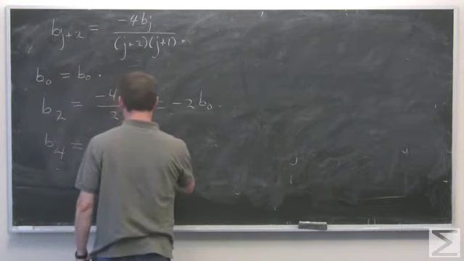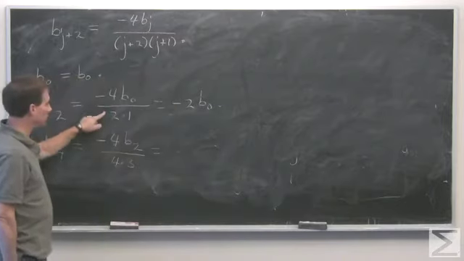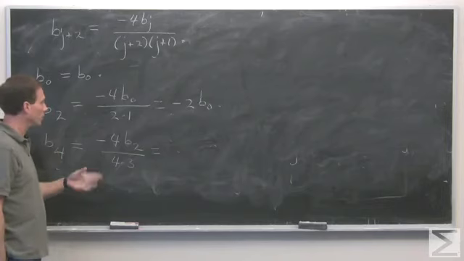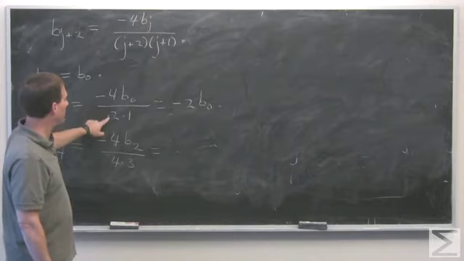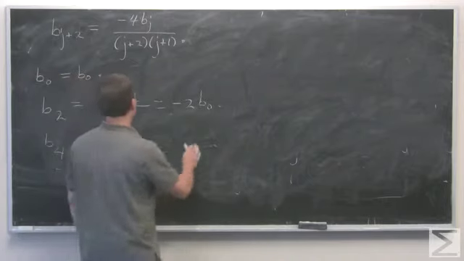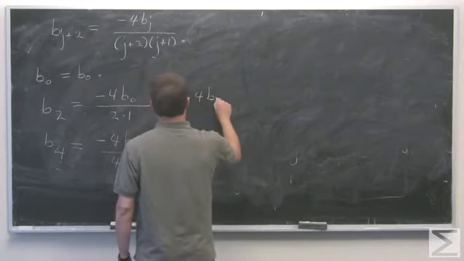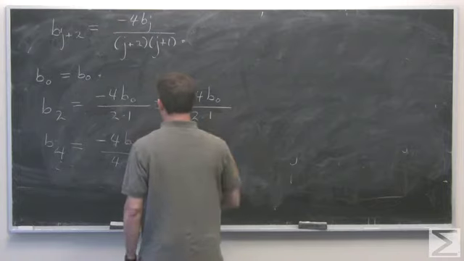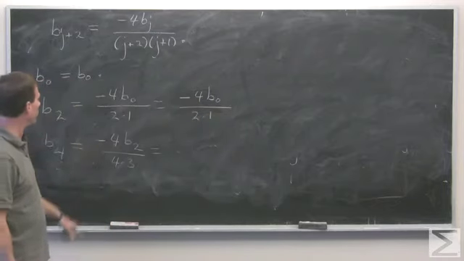So you get this, and we had 1 times 2 and 3 times 4. So once again, you're starting to see factorials, which means, and at this point, you should realize, oh, it was probably a bad idea to divide that 2 into the 4. If you're trying to see a pattern, let's leave it as minus 4 b naught, and then divided by 2 times 1.